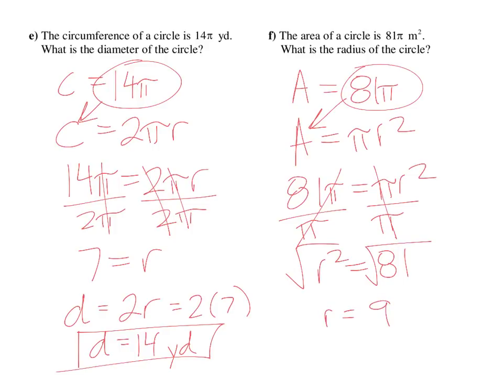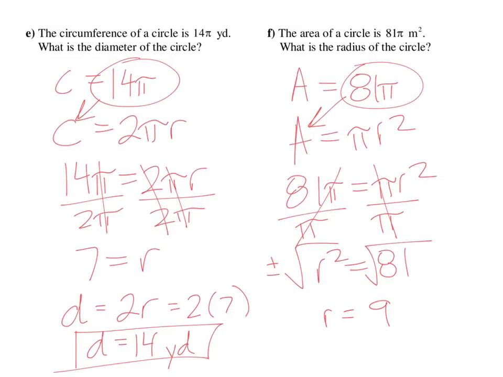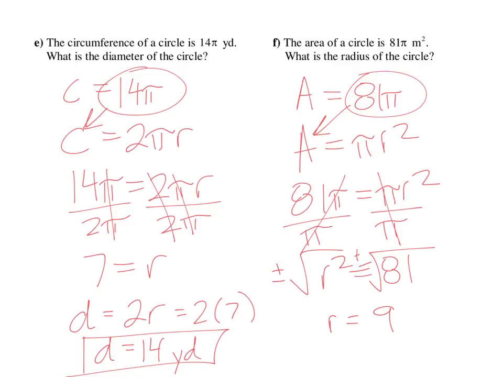Now some students ask, well wait, whenever you introduce a square root, isn't it positive and negative? True, but can you have a negative radius, a negative length? No, you can't. So you don't even worry about the negative case often when you're working with geometry and you're figuring out lengths. So the radius is equal to positive 9. And it's going to be meters.